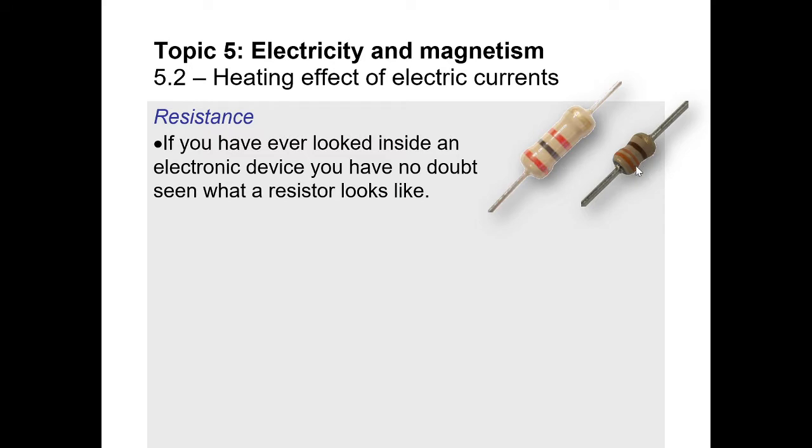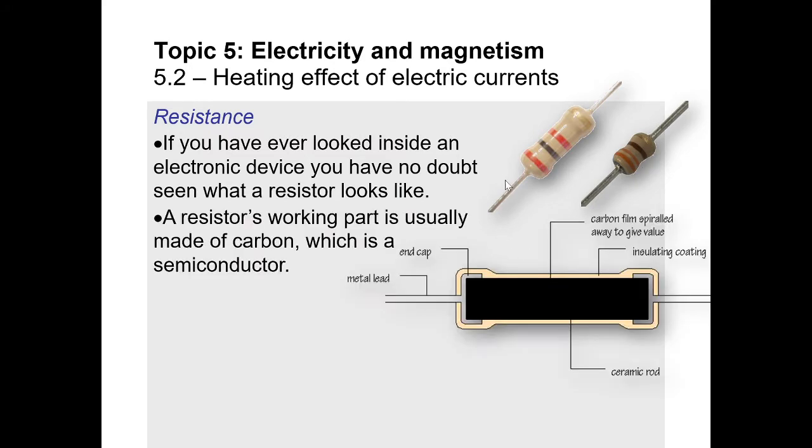So here, for example, are two different versions of resistors. Now, these are what are known as fixed resistors, so fixed value resistors. So whatever amount of resistance they can provide, it's a constant. You cannot change it. Now, how is a resistor made? Well, you can see here in this diagram, you've got this piece of carbon. Now, carbon is what we call a semiconductor. And as its name suggests, it has properties of both a conductor and of an insulator.